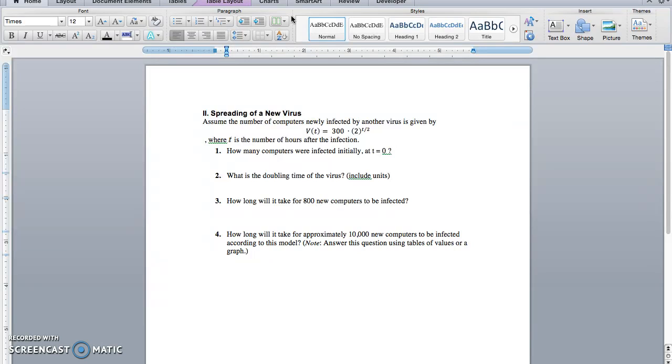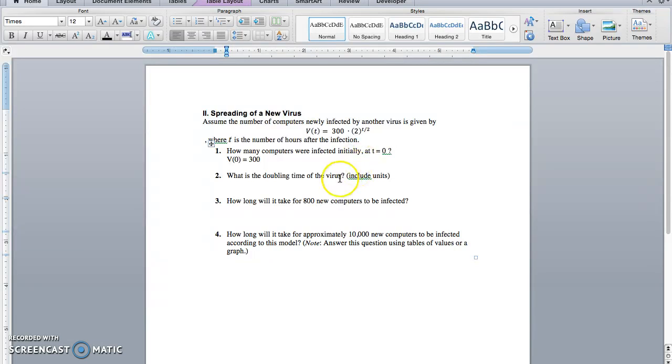When we initially ask how many computers were infected initially at t equals 0, this is asking you to recognize that the number 300 here, kind of highlighted, is the initial value. So this is saying that v of 0 is equal to 300.